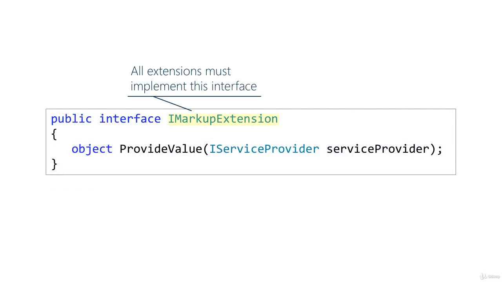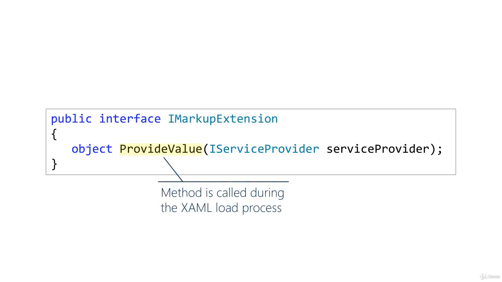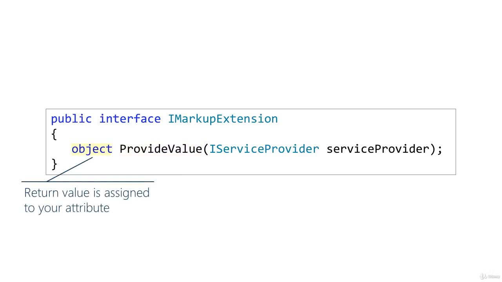So markup extensions are classes. They all implement this interface, which means they supply this method. So this method gets called during XAML loading. It produces a value, and whatever it returns gets assigned to the attribute in your XAML. So notice the difference. We're not hard coding a value at compile time. Instead, we're computing a value at runtime.